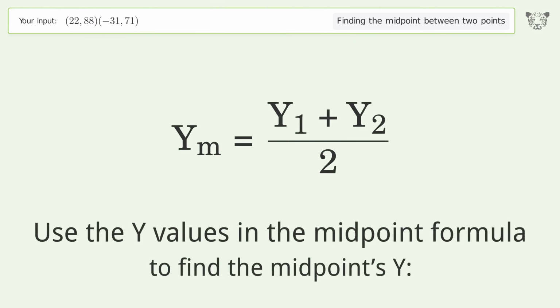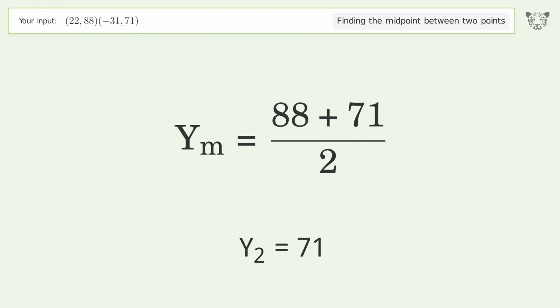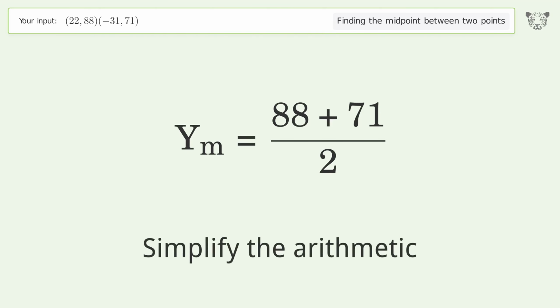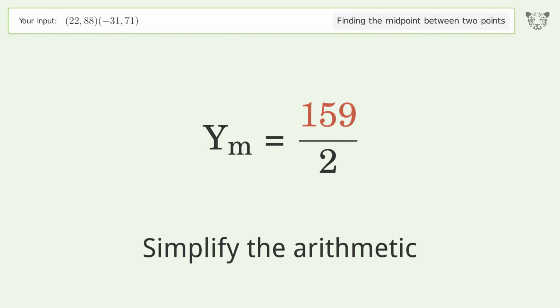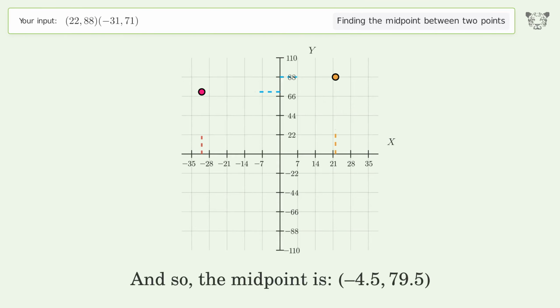Use the y values in the midpoint formula to find the midpoint's y. y1 equals 88. y2 equals 71. Simplify the arithmetic. And so, the midpoint is negative 4.5, 79.5.